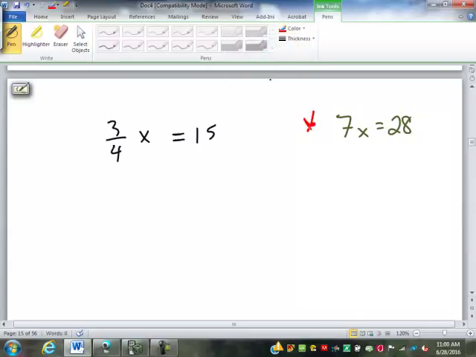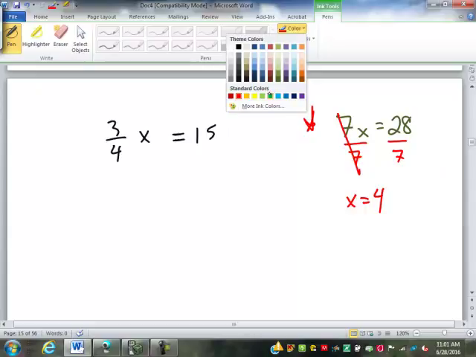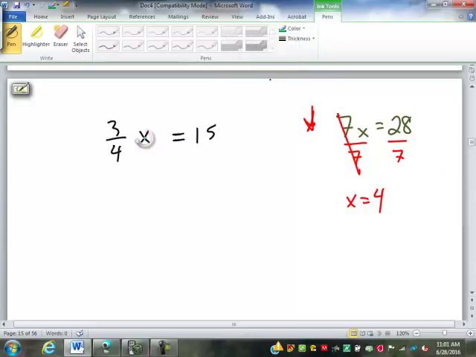How would I solve this equation here? What would I have to do? Divide by 7. X was multiplied by 7. I solve by dividing by 7. It gives me x equals 4. Right? Over here, what's been done to x? It's been multiplied by 3/4. I solve it by dividing by 3/4.